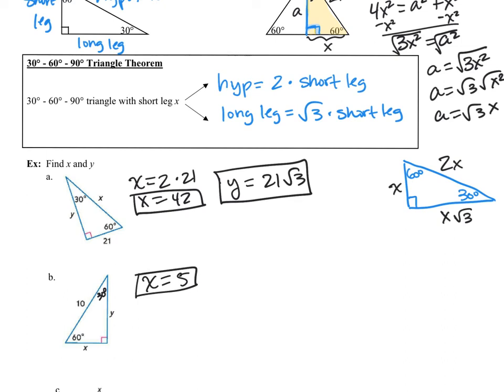Now our 30-60-90 theorem expresses the long leg in terms of the short leg. All we need to do is take the short leg and multiply it by the square root of 3. So to find our long leg in letter B, we just take that short leg, 5, and multiply it by the square root of 3.